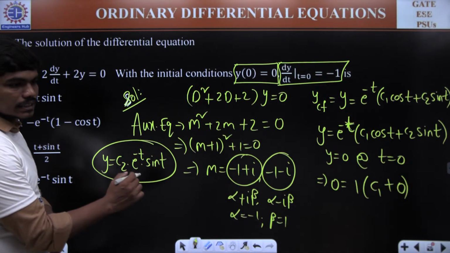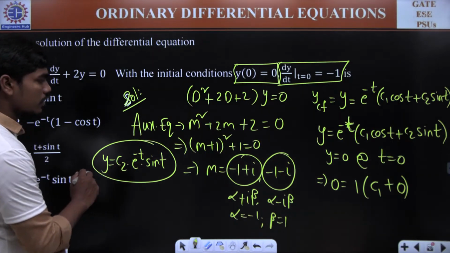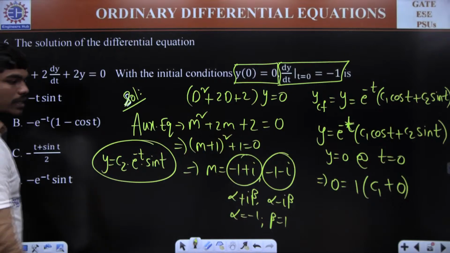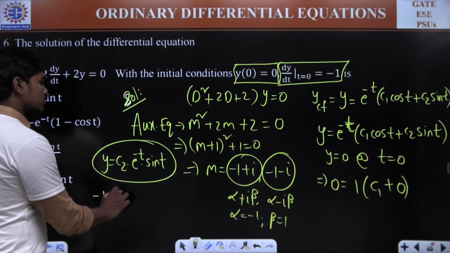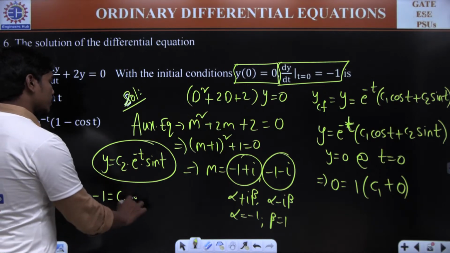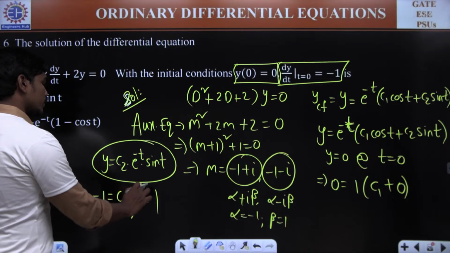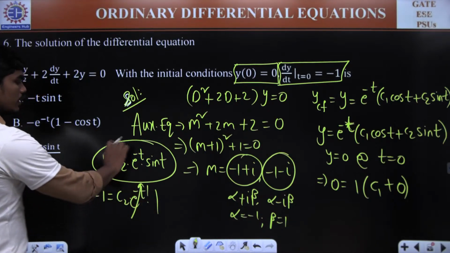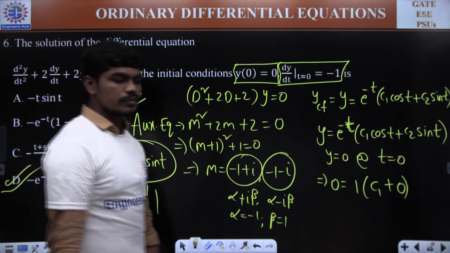Dy by dt at t is equal to 0 is minus 1. So please tell me what you'll be getting for that. Minus 1 is equal to c2 into e power minus t into cos t. So that is 1. And this is also 1. So c2 is equal to minus 1. So if c2 is equal to minus 1, then this is the solution for this. Correct? E power minus t into sin t.